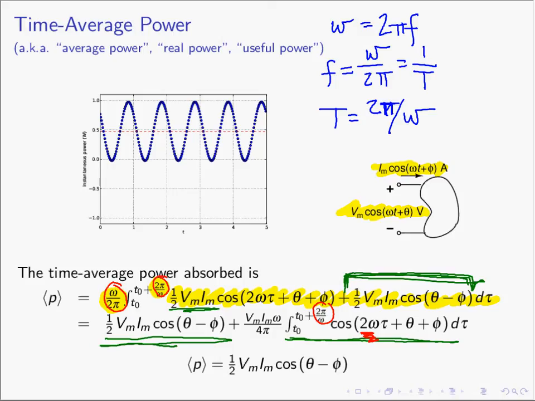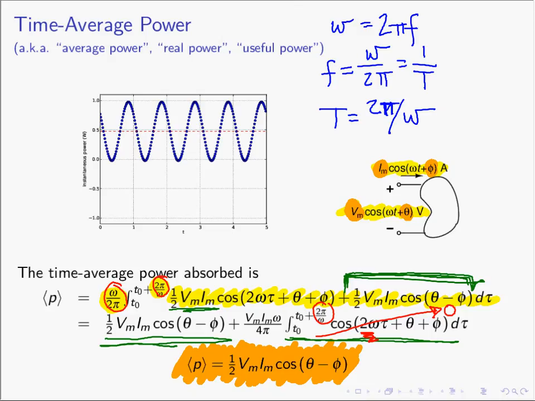If you integrate over a period, 2 periods, 4 periods, a million periods, as long as it's an integer number of periods, and you integrate a cosine over an integer number of periods, this term here is going to go to 0, and then you're left with the result that we were looking for. That is, the time average power of a circuit element in the presence of sinusoids is 1/2 Vm Im cosine of theta minus phi. Remember, Im is the magnitude of the current, phi is the phase angle of that current, Vm is the magnitude value of the voltage, and theta is the phase angle of the voltage.